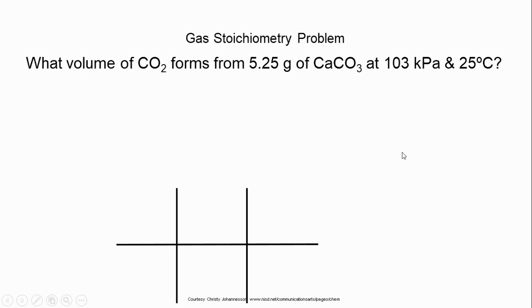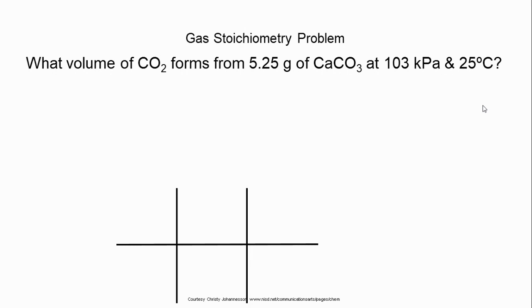So let's look at our first problem. It says, what volume of carbon dioxide gas forms when 5.25 grams of calcium carbonate are decomposed at 103 kilopascals and 25 degrees Celsius? The first thing that I noticed about this problem is that it's not at STP. Standard pressure would be 101.3 kilopascals, and this is certainly not standard conditions. So therefore, let's see what we need to do.